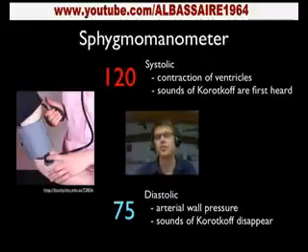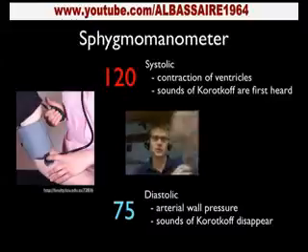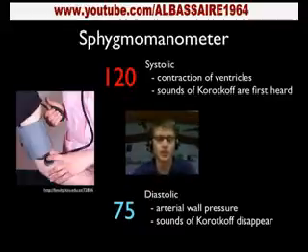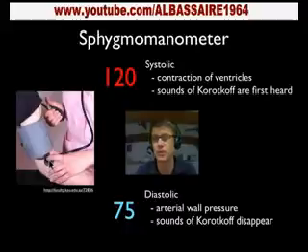A sphygmomanometer is essentially two parts. There's a cuff, and that cuff can increase pressure on your arm. It squeezes on your arm up above, and then you listen down below. There's a stethoscope at the bottom that's listening for the blood moving through the artery. And then we squeeze it until we eventually get rid of the sound that's coming through.